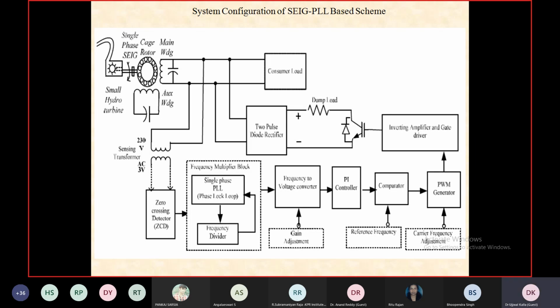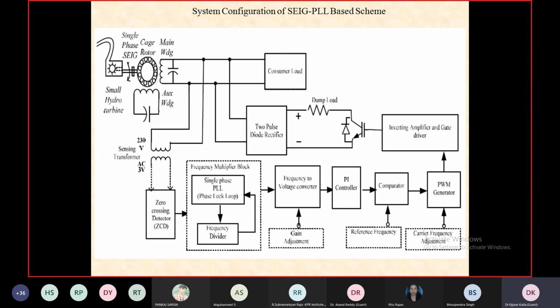Here we will use a single phase self-excited induction generator. Induction generators can be classified into two categories: single phase and three phase induction generators. For very low power applications, we may go for a single phase induction generator. If the power rating is medium or high, then we have to go for a three phase induction generator. Today I am talking about the low power small hydro power generation system, so we will consider only the single phase self-excited induction generator.